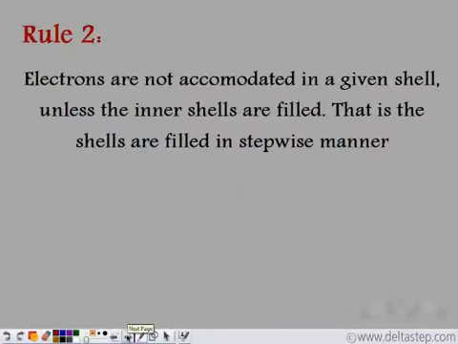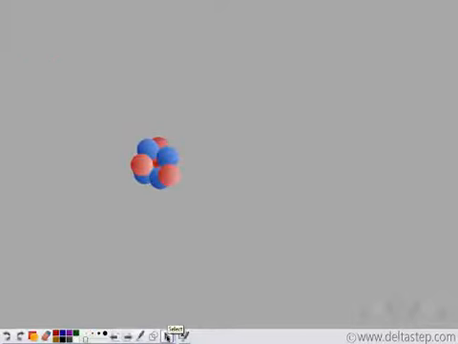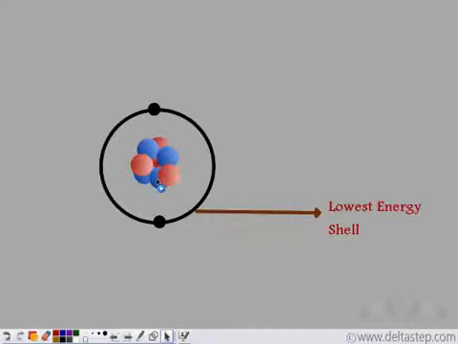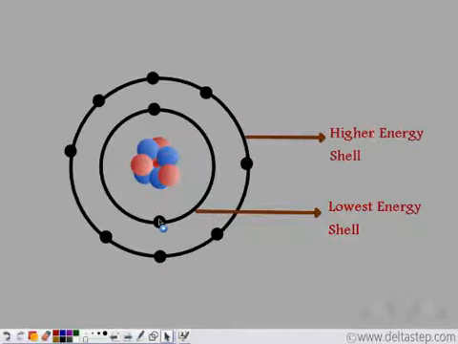Let's move to the second rule. The second rule says that electrons are not accommodated in a given shell unless the inner shells are filled. That is, the electrons are filled in a stepwise manner. Let's see. Here we have a nucleus. As we add electrons, the electrons first occupy the first shell, that is the K shell. According to Bohr, the energy of the shells is related to their size. The first shell is smallest in size, so it has the lowest energy. Now when this shell gets filled, the electrons are occupied in the second shell.